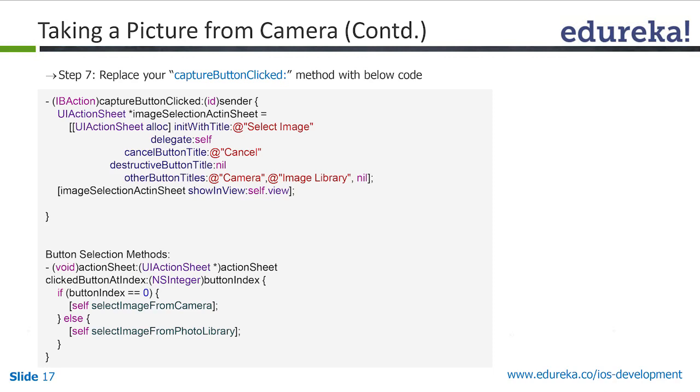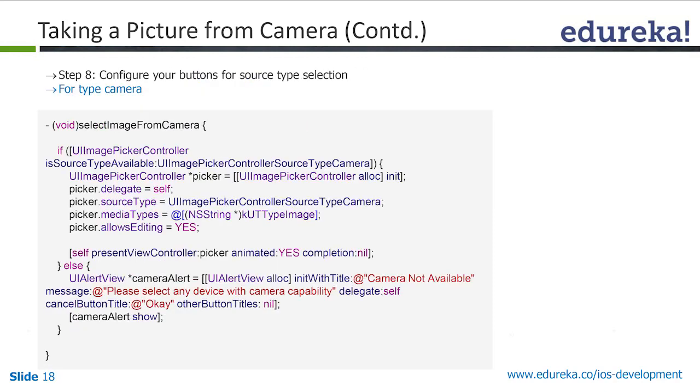Whenever a user clicks on any of the buttons, a delegate method will be called, that is clickedButtonAtIndex. Based on the button index, you will be able to know which button he has clicked, and you have to write code accordingly. So let's say the user has clicked camera. This is the first button, and the buttons in the action sheet are zero indexed in an array. If the button index is 0, you are going to call a method called select image from camera. Or if the user clicks on image library, then you are going to call the select image from photo library method.